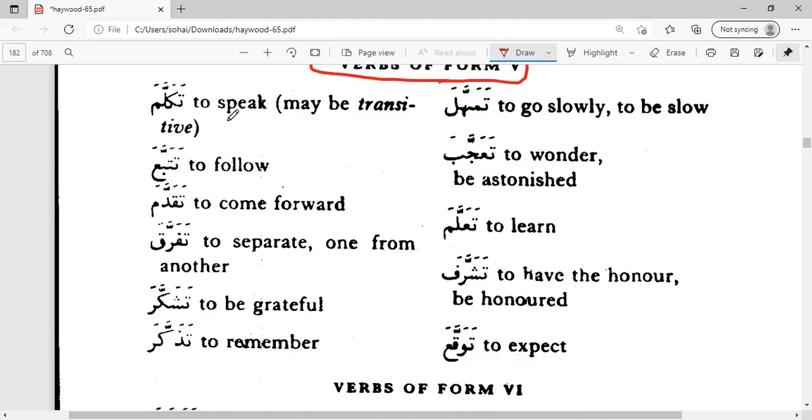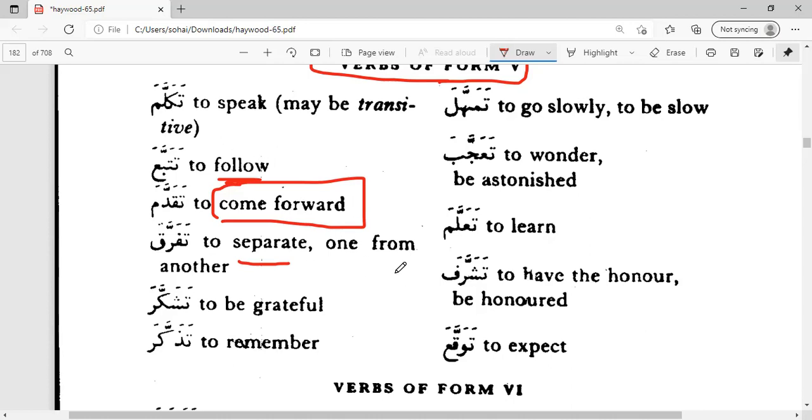Verbs of form 5. تكلم means to speak, يعني أتكلم, I speak باللغة العربية, I speak in the Arabic language, like that. تتبع يتتبع means to follow. تقدم, to come forward. Remember, قدم يقدمون was to bring forward. So you're applying it to yourself; it means to come forward. تفرق. In the same way, tabi'a was to follow, and tatabba'a is to follow for the person who is speaking. Yes, sir. Yeah, that particular example has a very similar meaning.